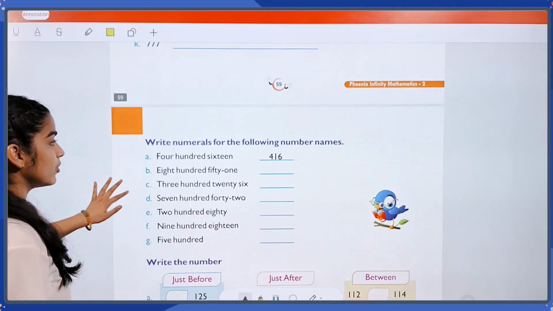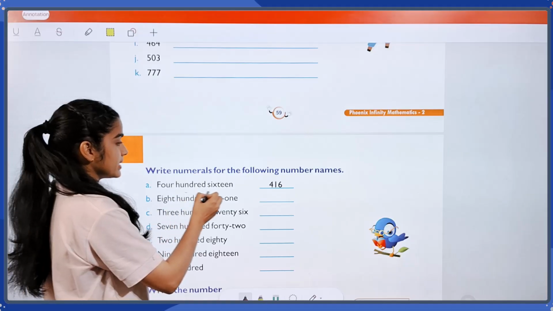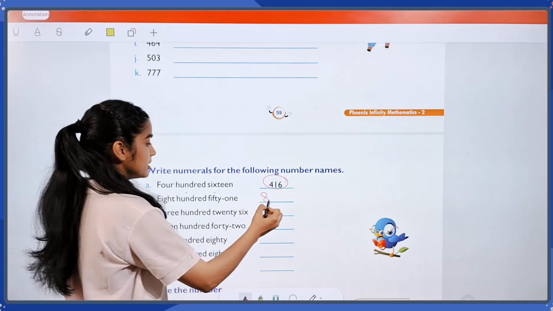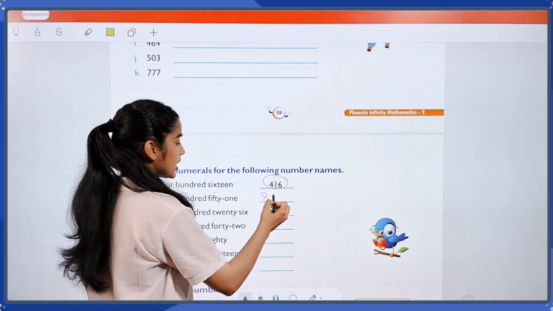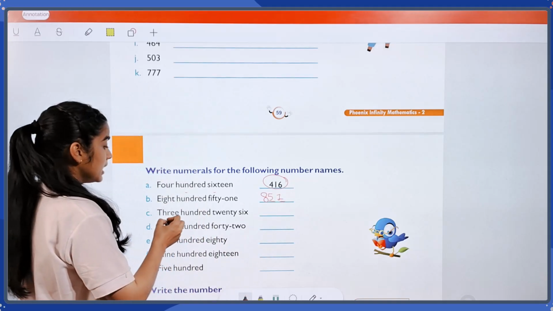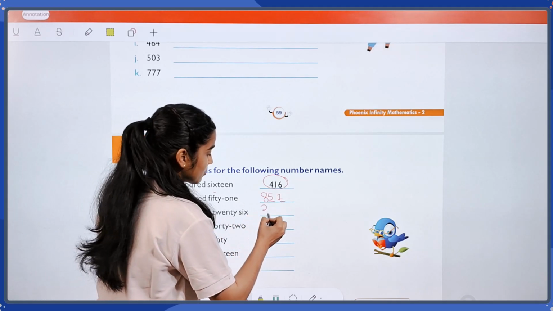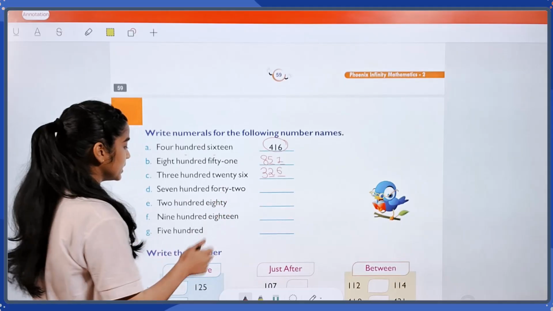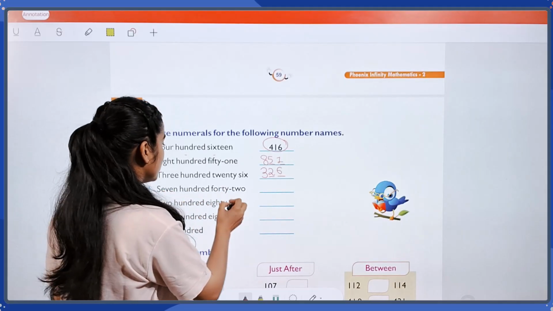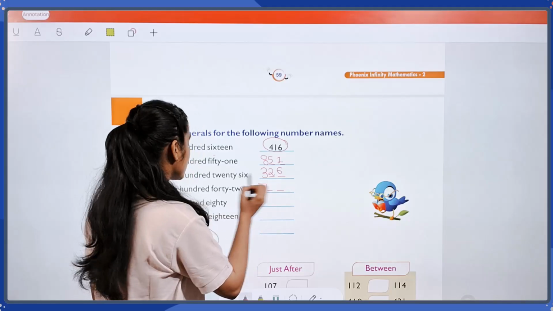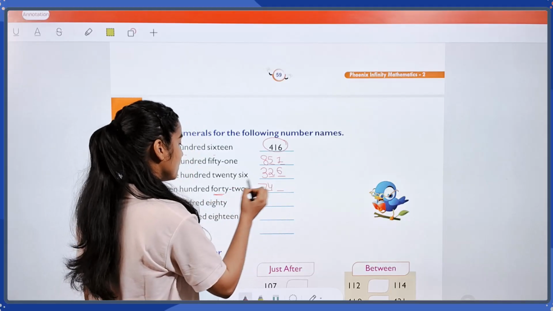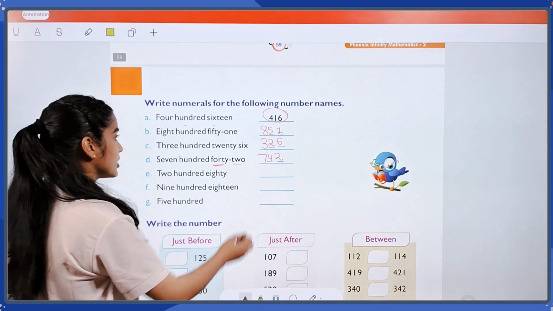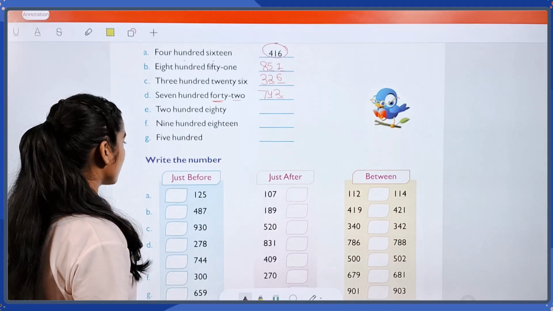Write numerals for the following number names. So we have 416. First we write 8, then hundred means 2 places, 51, 5, 1, 851. 326. So we write 300, 2 places, 20, 2 and 6. So 326. Next 742. First we write 7, then 2 places and 40. 40 means 4 and then 2. 742. So now you have to write the rest of the numerals for the rest of the number names.